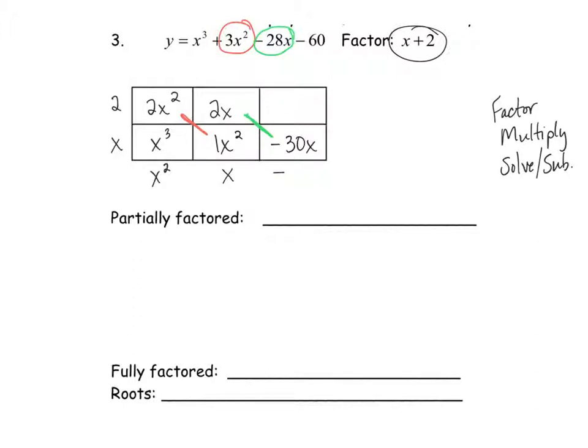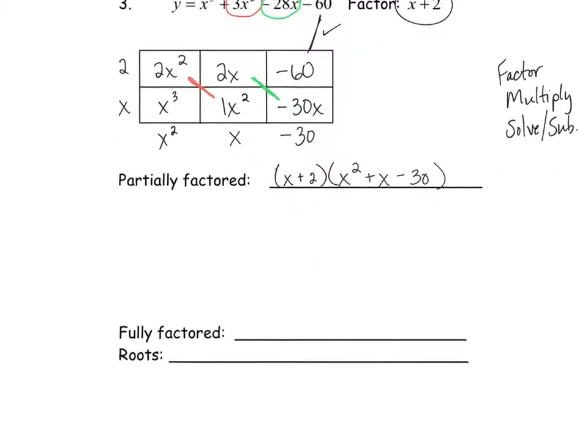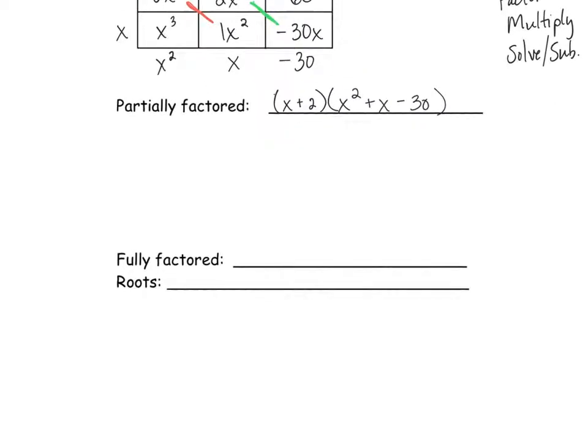Factor out negative 30. Negative 30 times 2 is negative 60. And these two match, so I'm good to go. So my partially factored form is x plus 2 times x squared plus x minus 30. Scooch that up to give us some room there. Then I'm going to factor x squared plus x minus 30.